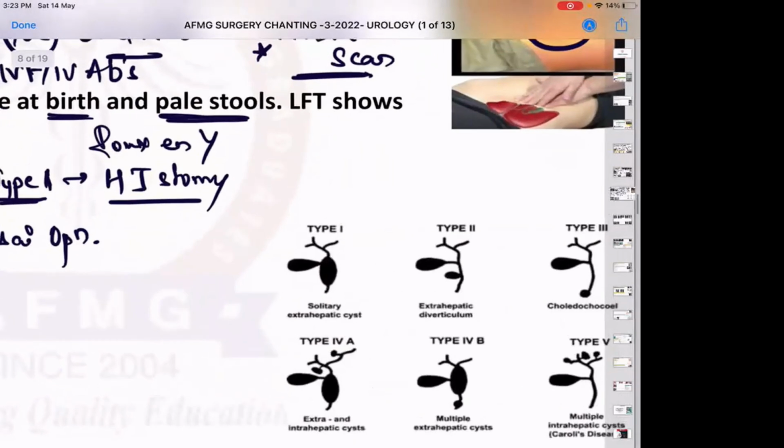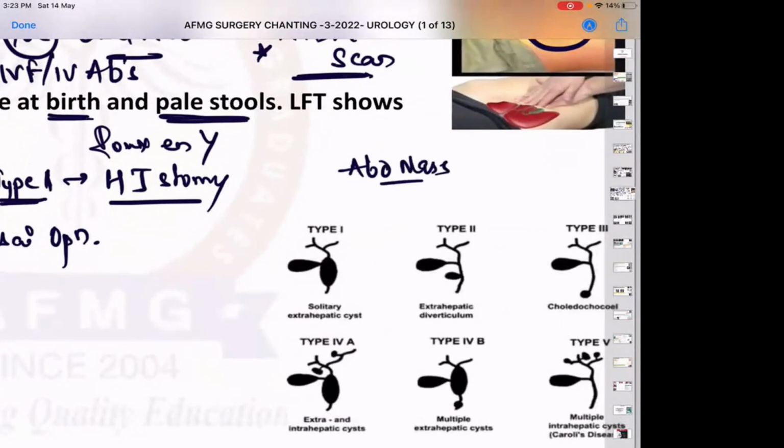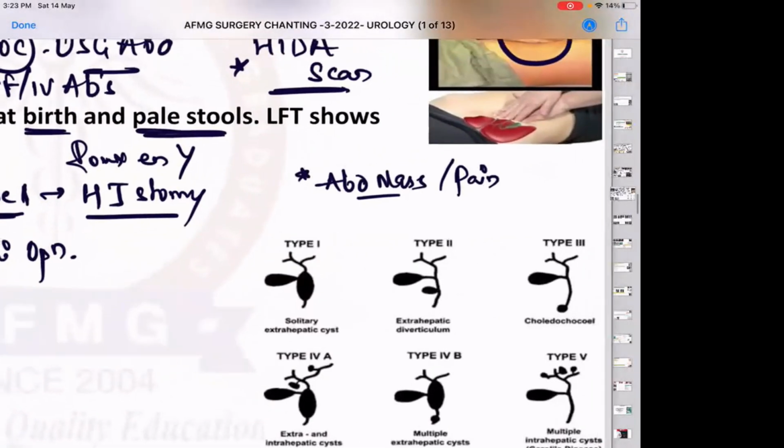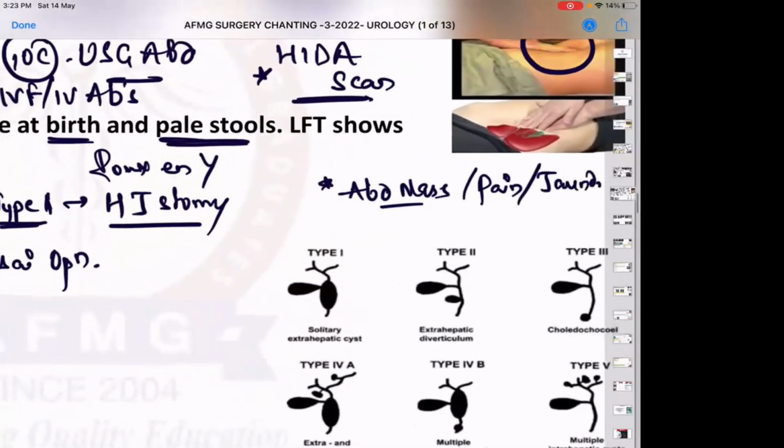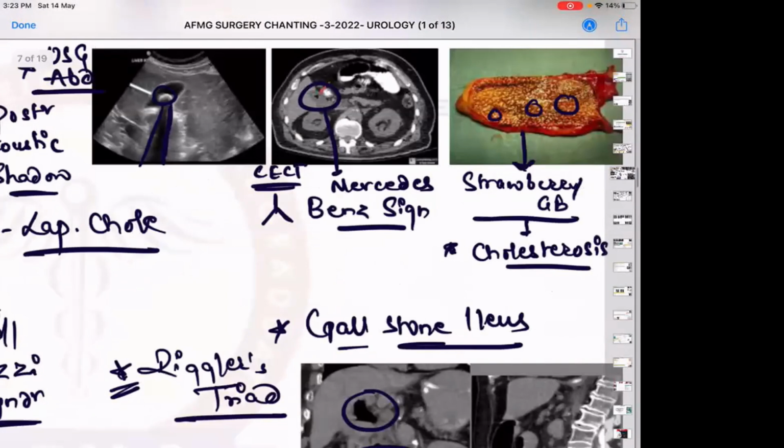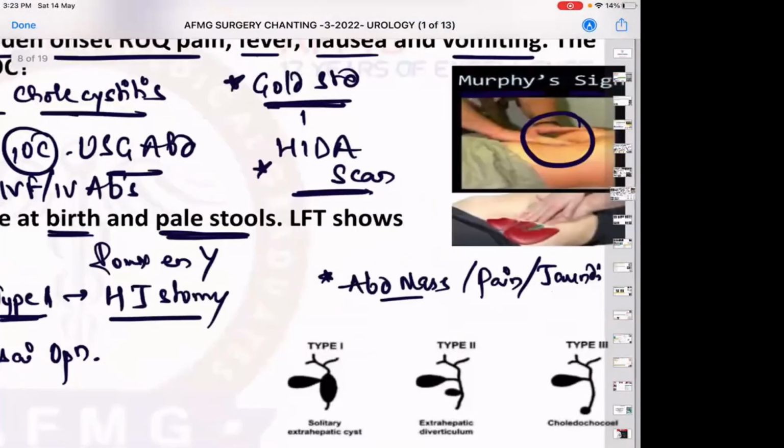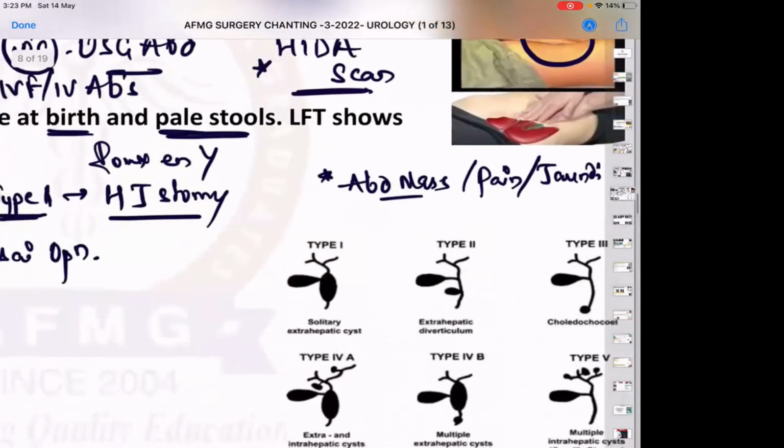Next, if I talk about a child presenting to you with an abdominal mass. Along with that, sometimes the patient can also have pain. Along with that, there is jaundice in the child. So abdominal mass, pain and jaundice is which triad? Anybody? Tell me quickly.